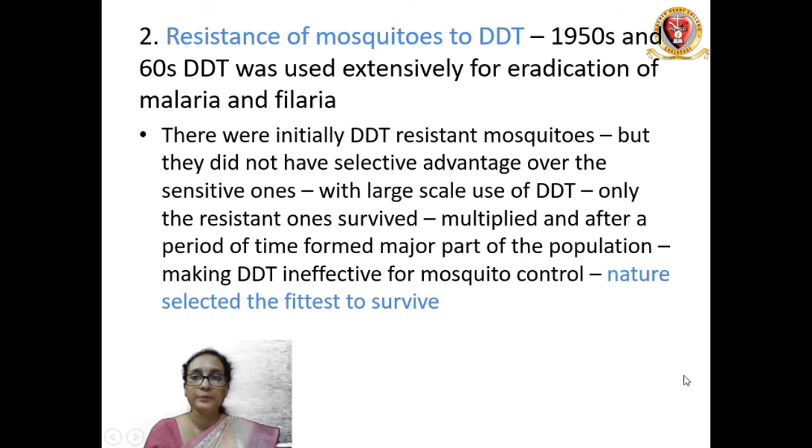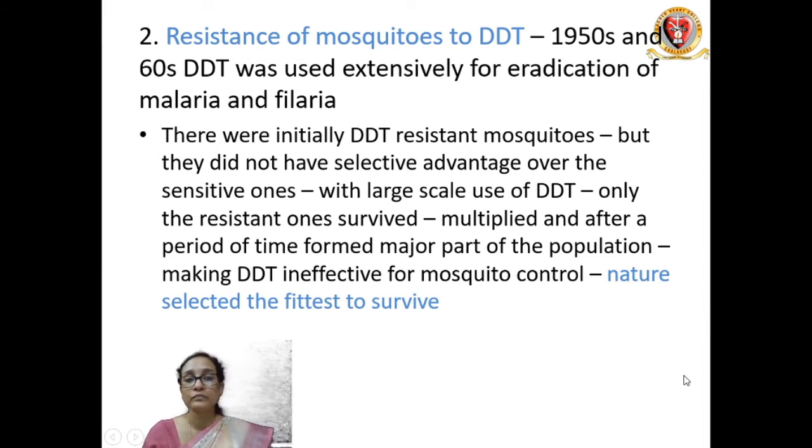A second example to Darwin's theory of natural selection is the resistance of mosquitoes to DDT. Now, in the 1950s and 60s, because malaria and filaria were prevalent, in order to eradicate malaria and filaria, they found that mosquitoes were the vectors. Killing mosquitoes was the main method of eradicating malaria and filaria.